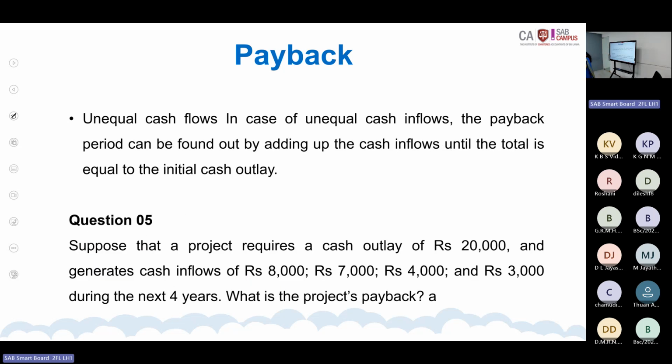Now something different. If you are receiving uneven cash flows, this year 20,000, next year 25,000, again the third year 10,000. If there are different cash flows, how can you recover this investment? Now you can't simply divide the initial cash outlay by the annual cash flow, because we have different annual cash flows. Now you have to see how you can recover this initial investment of 20,000.